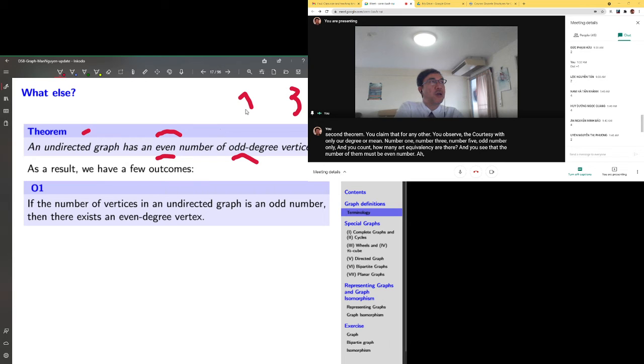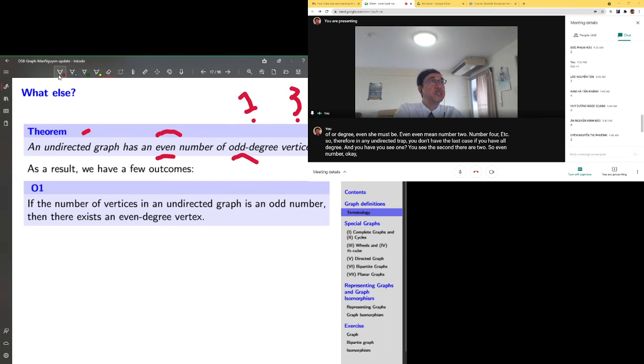So if in the graph you observe 3 vertices with odd degree, this never happens in real life. In real life, the number of odd degree vertices must be even. Even means number 2, number 4, etc. Understand? So in any undirected graph, you don't have the last case. If you have odd degree vertices, this is the first, this is the second, there are 2. 2 is an even number. Okay?